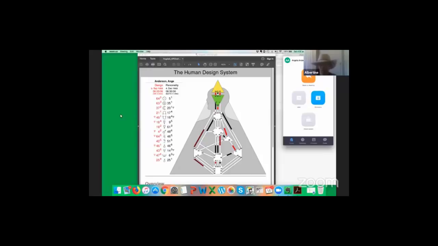I think we have time to do another one, huh? All right, so the next one is going to be Cynthia. I'm going to share her chart really quick.